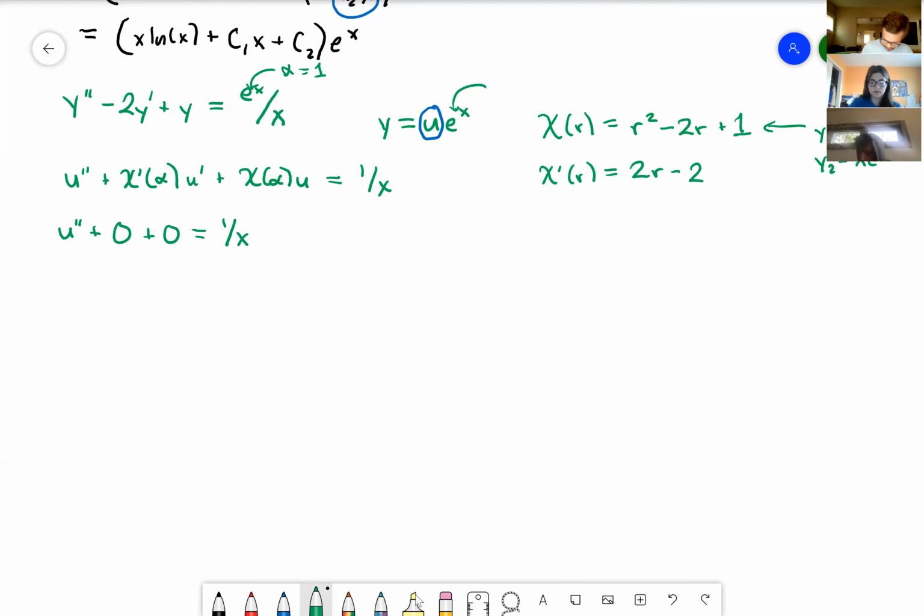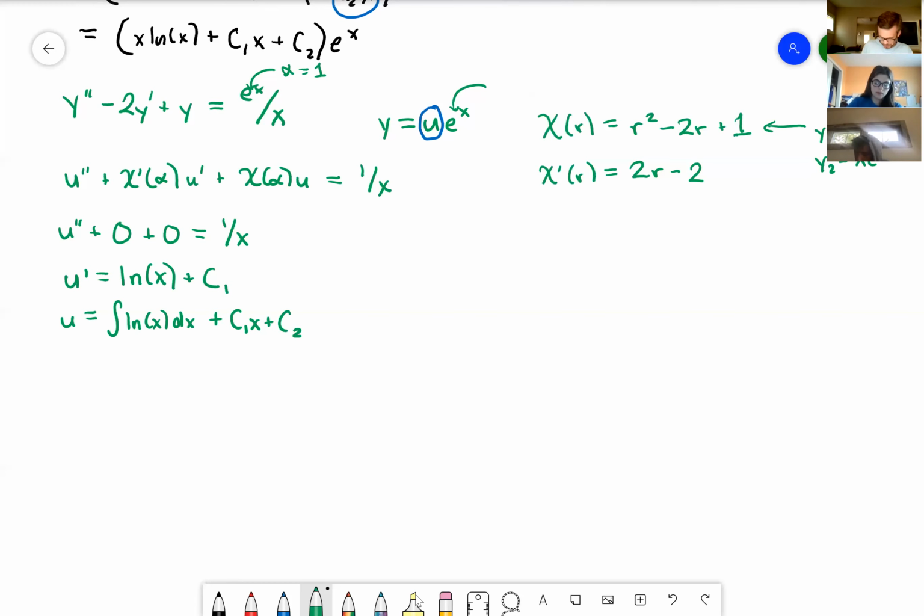So u double prime is equal to 1 over x. Integrating this once, we get u prime is equal to natural log of x, because again, remember, we're looking at just positive x, plus some constant, which I'll call c1, because I'm going to need to integrate again, and I'll get another constant. So u, we're going to integrate this. So this is the integral of natural log of x dx plus c1 x plus c2.